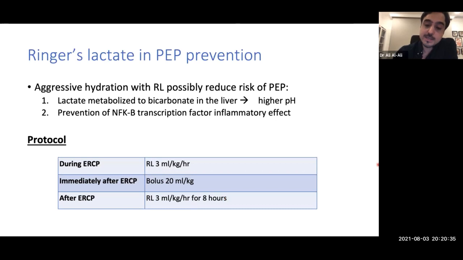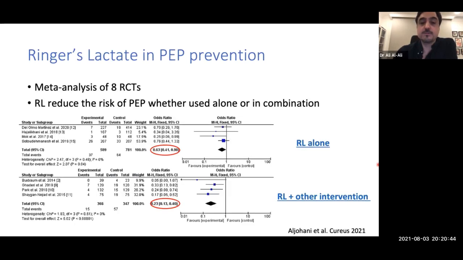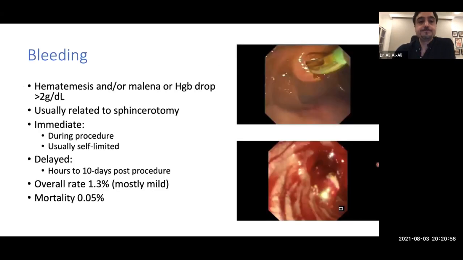So this is something you can consider. It's very simple. If you want to use an IV fluid after ERCP, I would recommend using ringers lactate because it can reduce the risk of post-ERCP pancreatitis, as can be shown in this meta-analysis. So again, this is another very simple yet very effective intervention that you can do to reduce the risk of post-ERCP pancreatitis. The other important complication is bleeding post-ERCP, which is usually related to sphincterotomy.